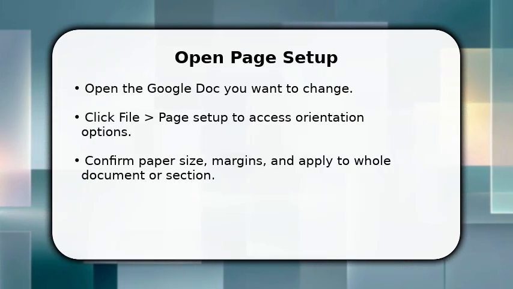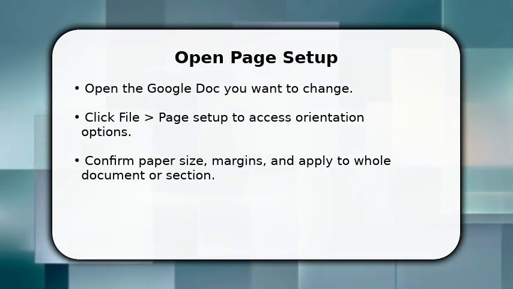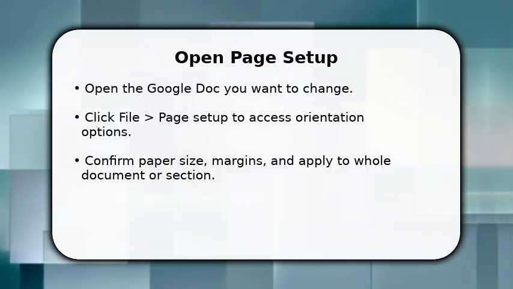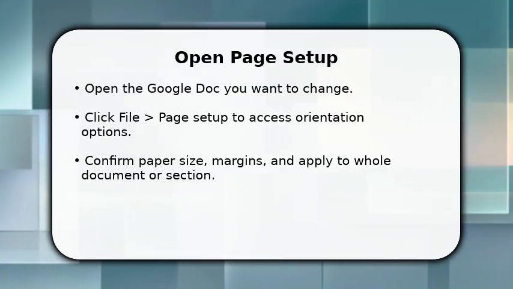You're starting in the document you want to convert. Click File, then Page Setup to open orientation and margin controls. Choose the paper size first so layout scales correctly, for example, letter or A4.